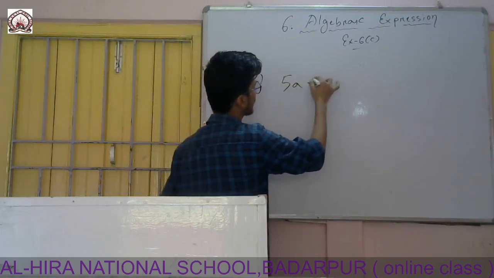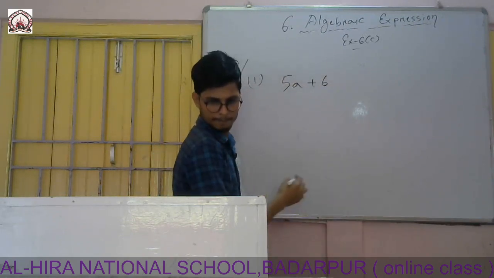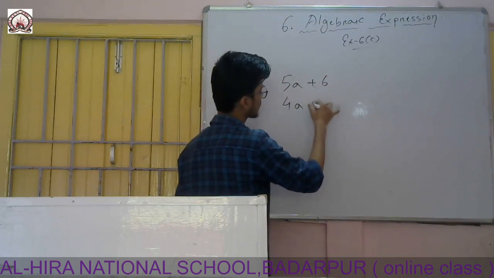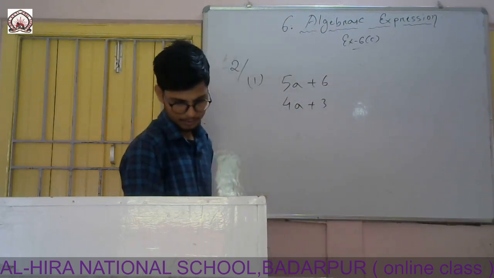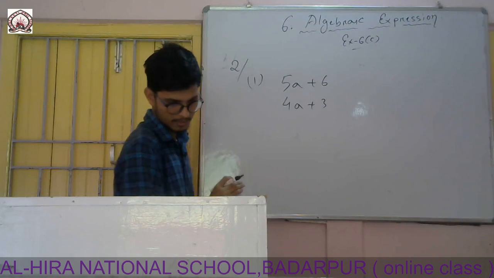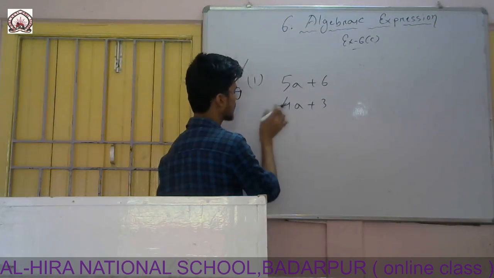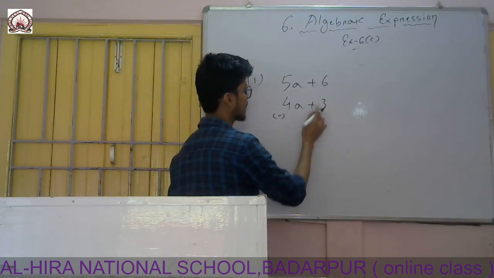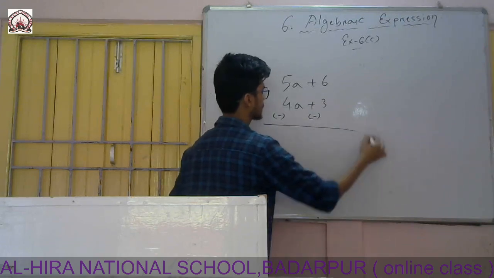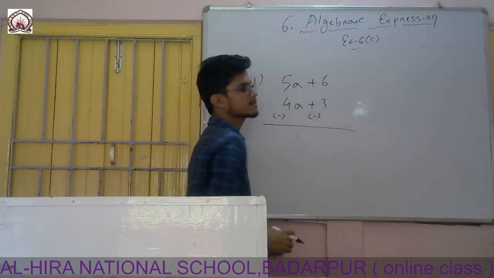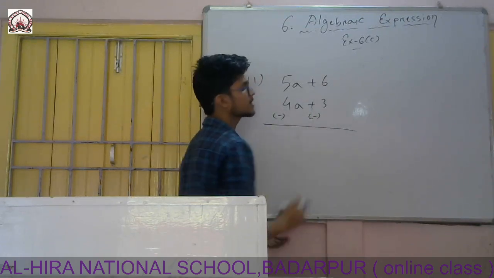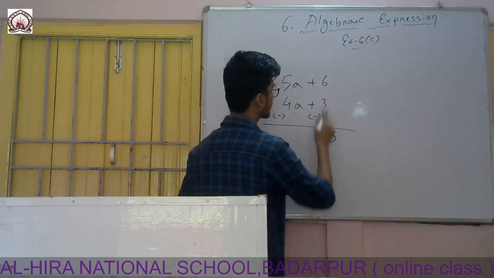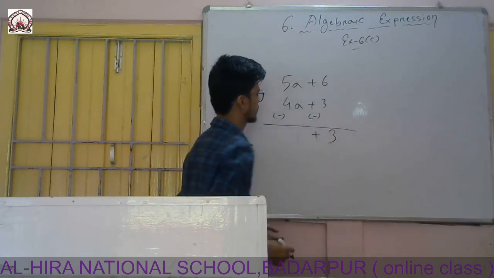5a plus 6 by 4a plus 3. So I have to do the subtraction. Yes, 5a plus 6 and 4a plus 3. So first of all I will change the sign. It is plus, so it will be minus. There it is plus, it will be minus. So plus minus it is minus, plus minus it is minus. 6 minus 3 is 3. 6 is greater, so plus sign.